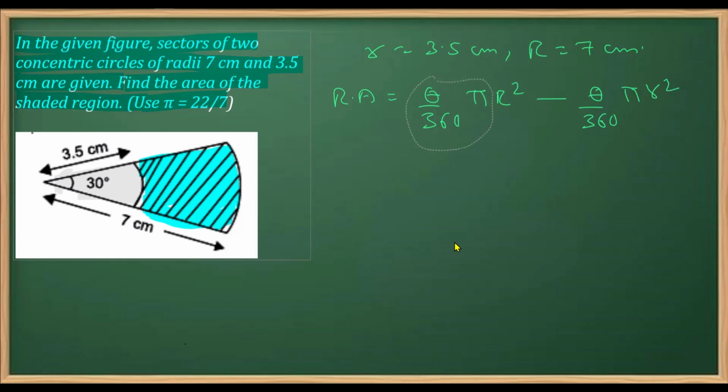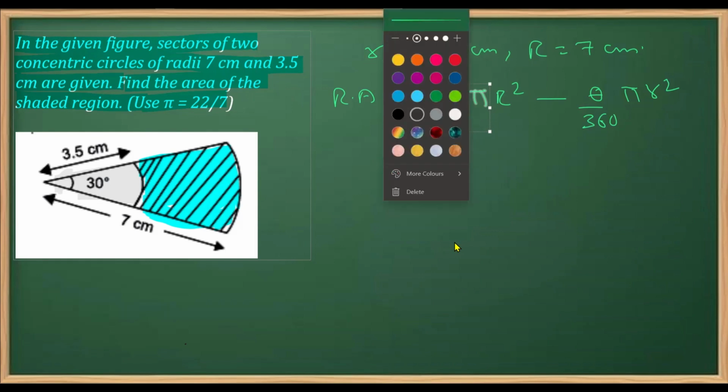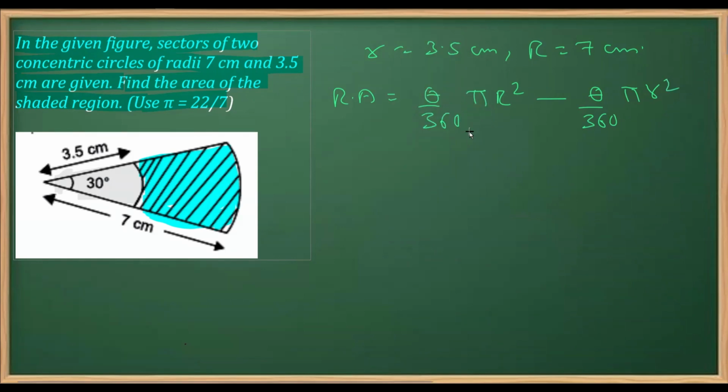Now what I can see is that theta over 360 into pi is common. If I take theta over 360 pi as common, what we are getting inside is capital R square minus small r square. This way we can reduce the working instead of placing the values.